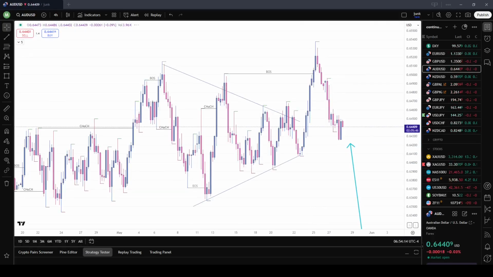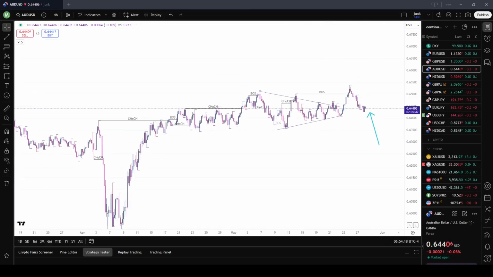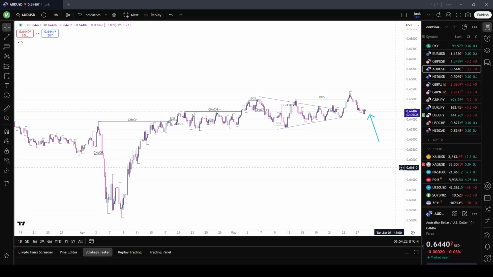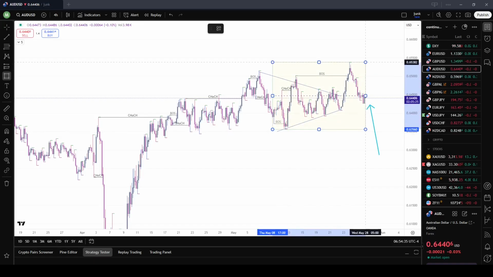AUD USD. So this is still range bound. We can look at the entire range, but these highs continue to be broken. So let's just do the range of the structure that's being formed currently. It's still in this overall consolidated structure.